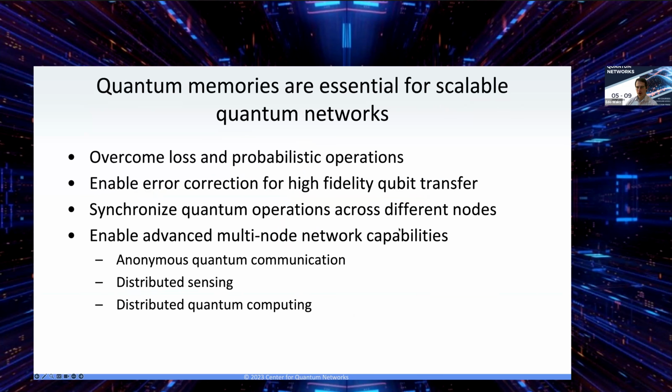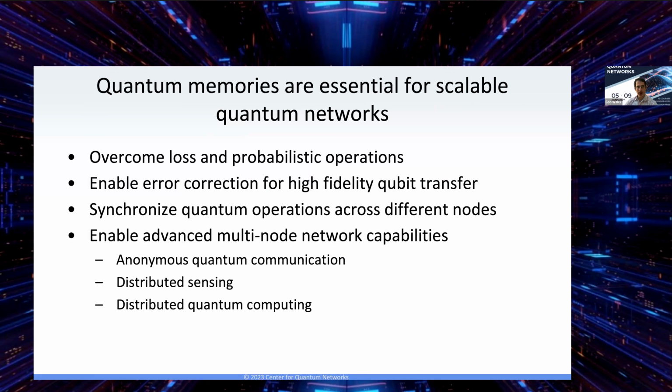So quantum memories are essential for scalable quantum networks because fundamentally they enable a way to overcome loss in probabilistic operations. They also enable error correction for high fidelity qubit transfer. So not only can we overcome losses, but we can overcome all of the other faults in the network, like coupling, phase randomization due to the environment, and other decoherence mechanisms.